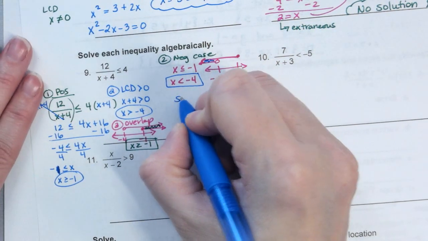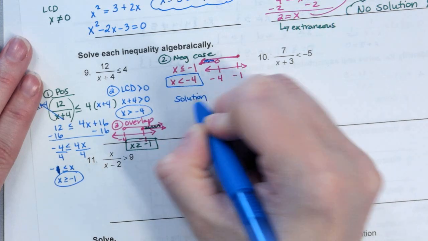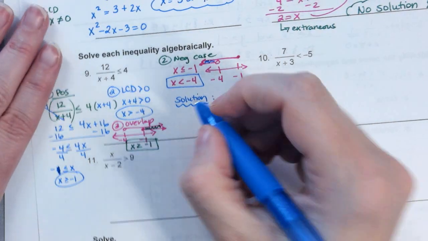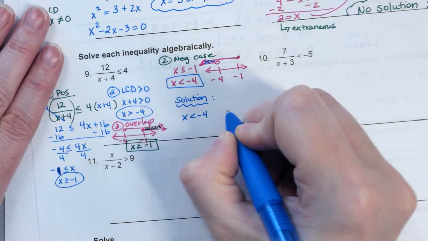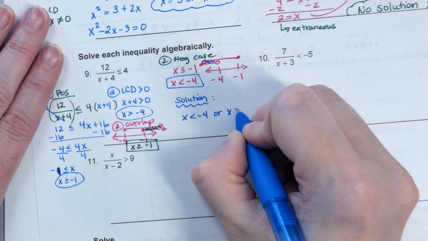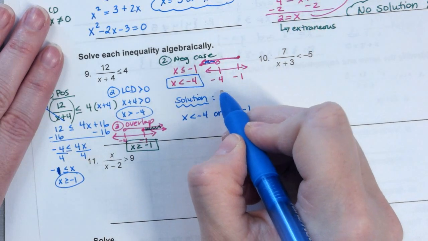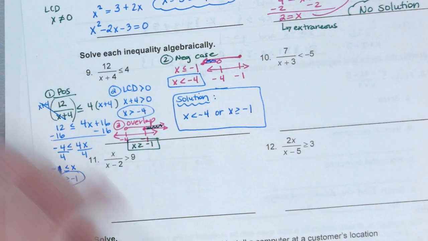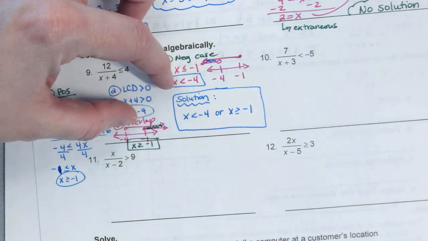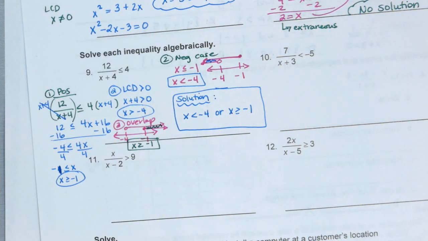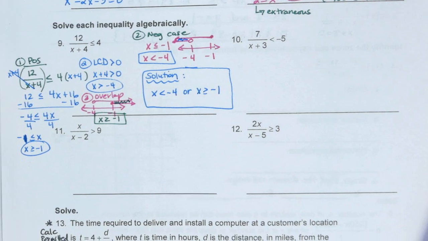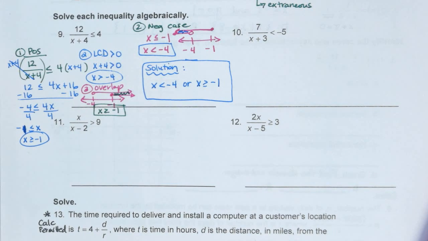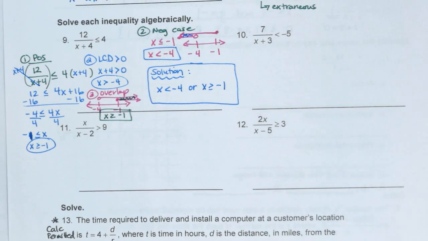Your final solution is going to be the combination of those two. So x is less than negative 4, or x is greater than or equal to negative 1. This is your overall solution. Okay? The reason why we have to connect those with an or is they can't happen at the same time. Now that's only one of the cases. Okay? So there's different cases for these different problems.